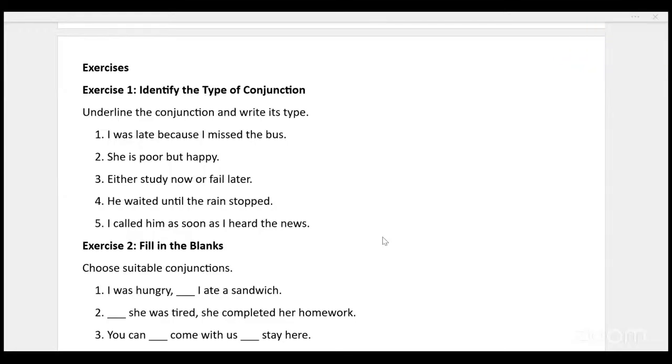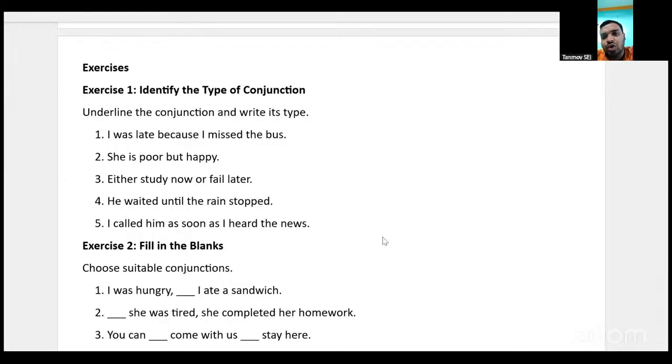And now next one, he waited until the rain stopped. What is the conjunction there? Until. Subordinating conjunction. So now next one, fifth sentence. I called him as soon as I heard the news. What is the conjunction there? As soon as. So what kind of a conjunction is as soon as? Compound conjunction.